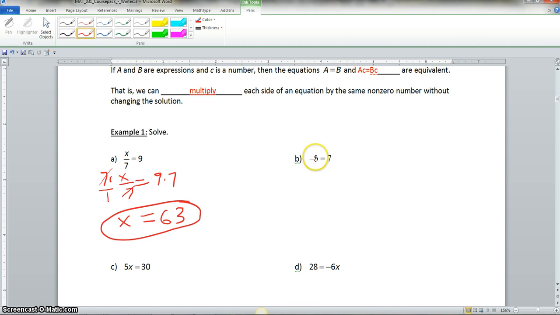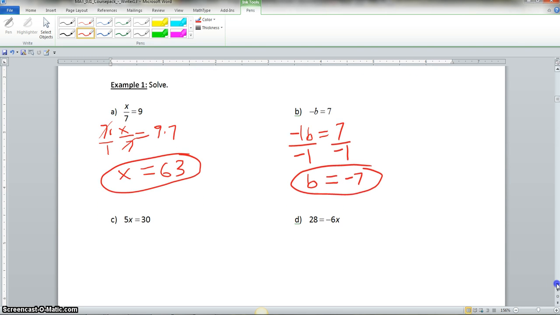Now we go here to b. We have negative b is equal to 7. Remember, the number in front of a variable when you don't see it is a 1. So that's really a negative 1b is equal to 7. Now this negative 1 is connected to the b by multiplication. So we take its opposite operation, which is division. So we'll divide each side by negative 1. And you have positive b is equal to negative 7.